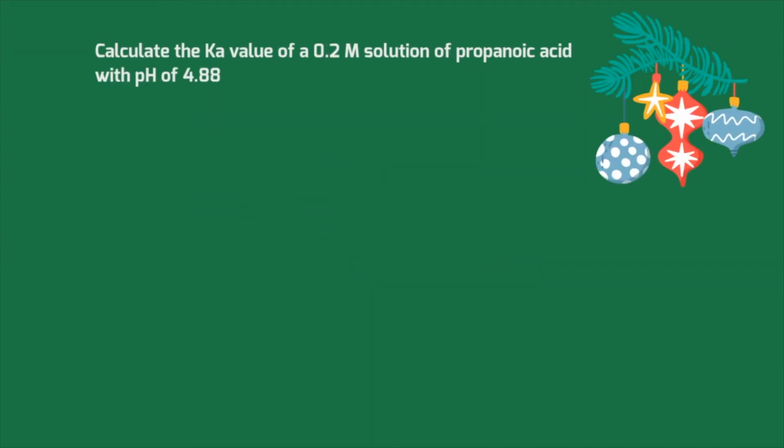Right, let's move on to the next question. Calculate the Ka value for 0.2 molar solution of propanoic acid with pH of 4.88. So you know that propanoic acid is a weak acid, and another way for you to know that it is a weak acid is because you were asked to calculate the Ka, which means that it doesn't dissociate completely, so we need to use the ICE diagram. Right, the first thing that you need to do is write the balanced equation for the dissociation of propanoic acid.